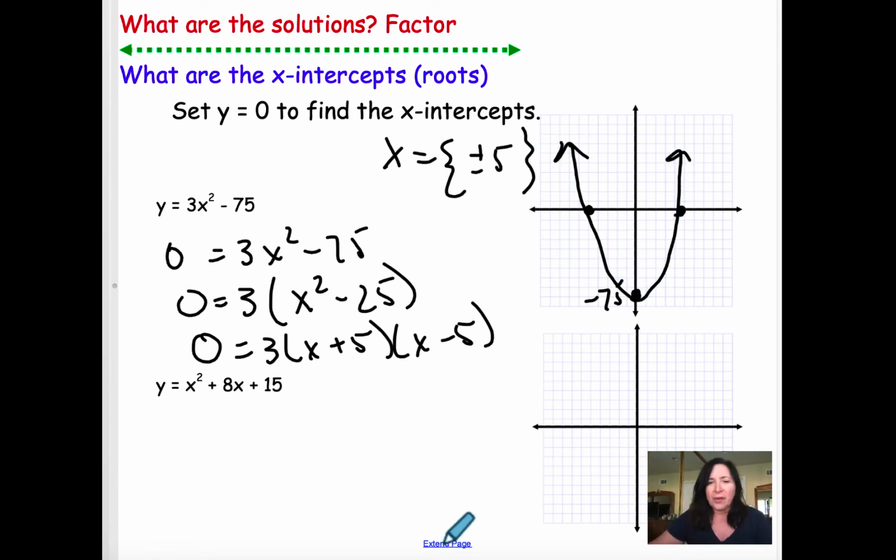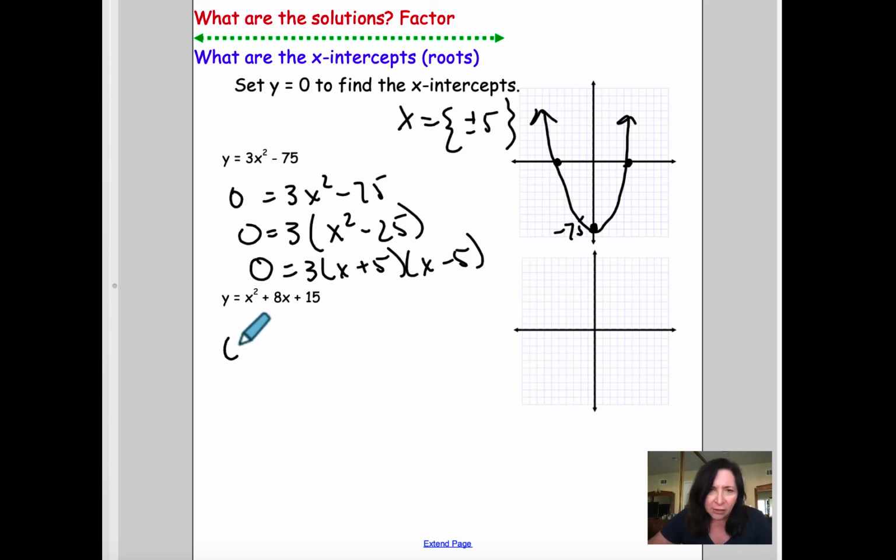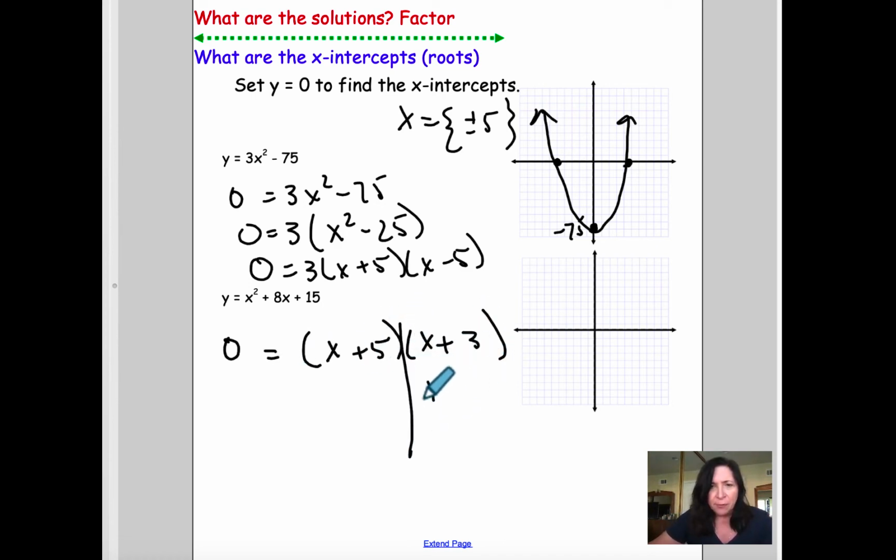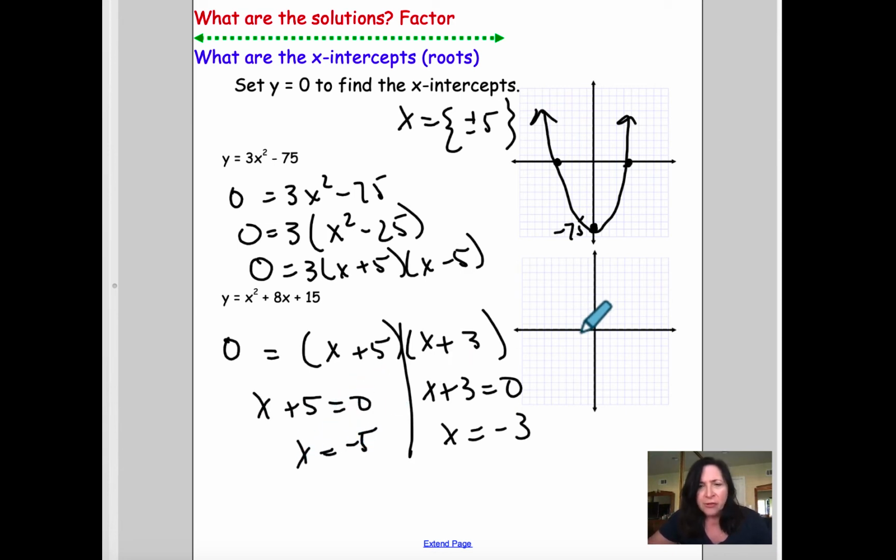For this one, I actually need to factor, so that's going to be x plus 5, and then x plus 3. Those add up to be 8. Split them up. We go x plus 3 is equal to 0, so x equals negative 3. X plus 5 equals 0, so x equals negative 5. So my two intercepts are at negative 5 and negative 3 with a y-intercept at 15, which means that my graph is going to look something like that.